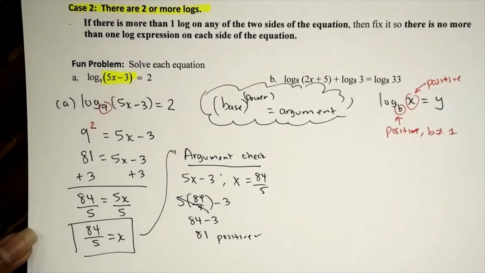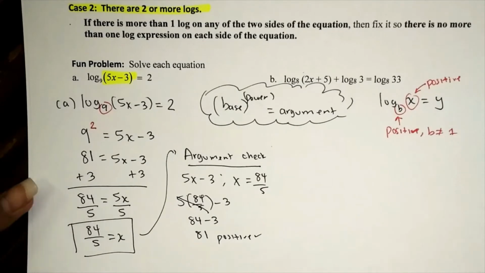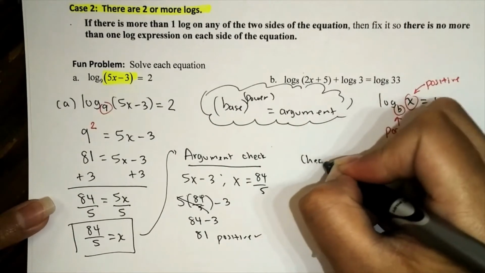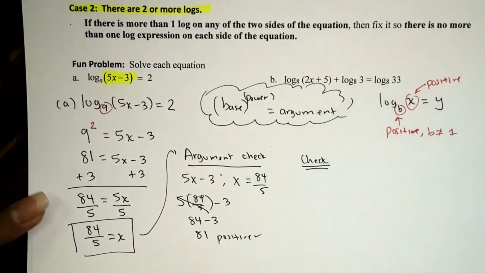Cool. Now, does this mean that our answer is right? No, that just means that it's acceptable. It's not going to be an extraneous solution. But for those of you that are overachievers, who say, no, I don't want to do the argument check, I need to actually check it, then let me put the check. I should put real checking, but I don't feel like doing that.